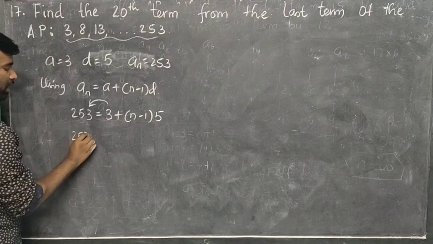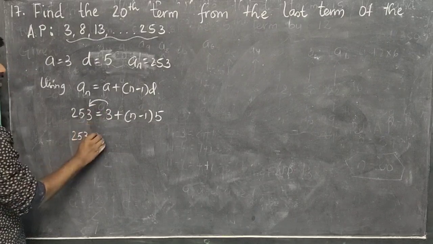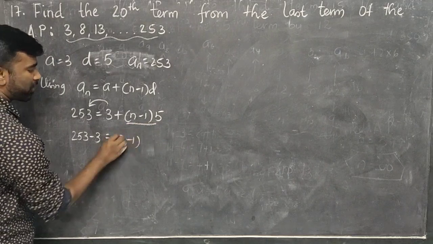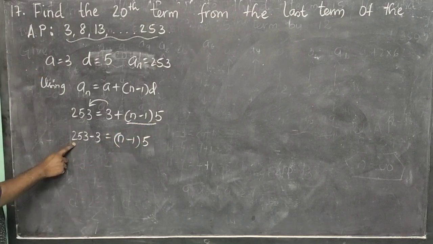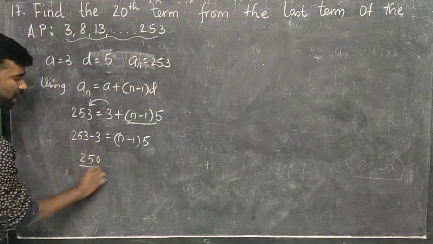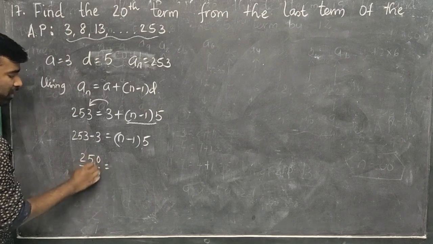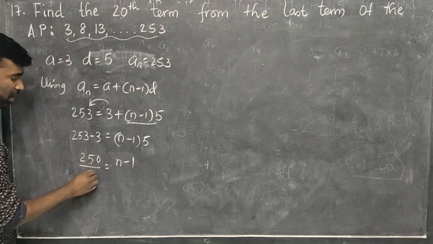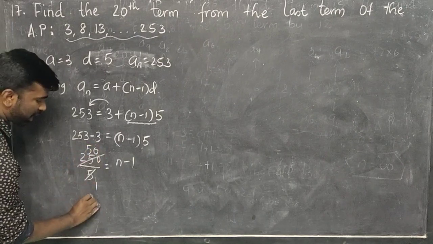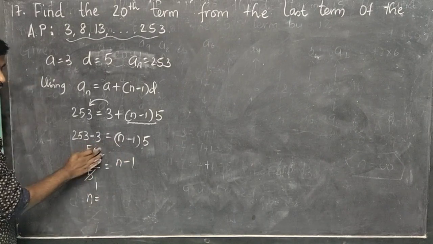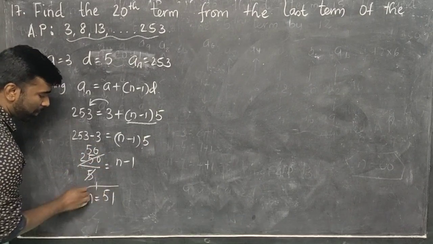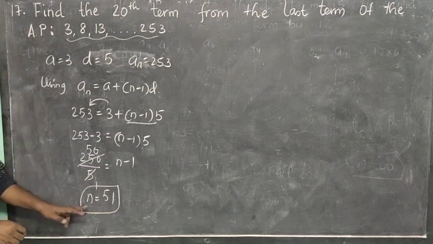Now 253 minus, shift this plus 3 to LHS, you get minus 3, which is equal to the remaining term, n minus 1 into 5. Now 253 minus 3 is 250. Now divide both the sides by 5. We get 250 divided by 5, which is equal to n minus 1. We get 5 ones are 5, 5 fives are 25, so 50. So n equals 50 plus 1 when shifting to LHS. We get 51. So the total number of terms is 51.